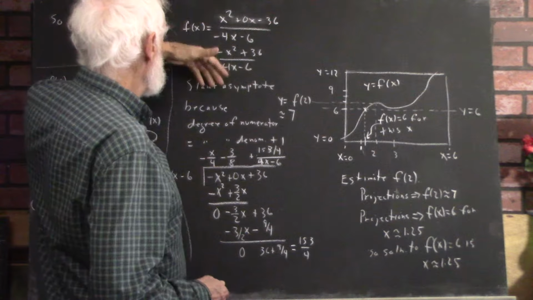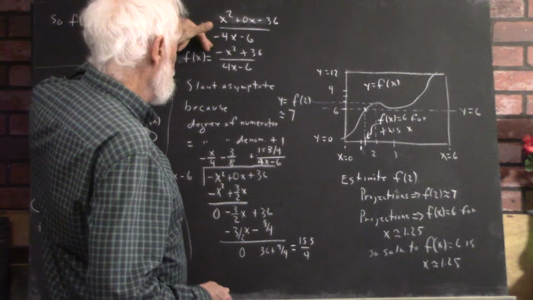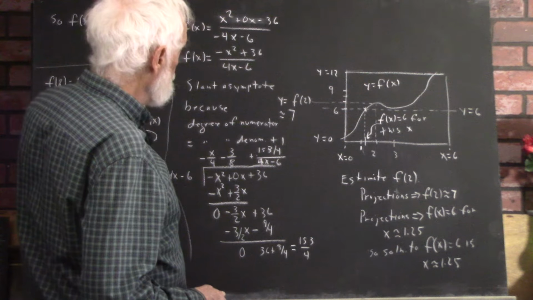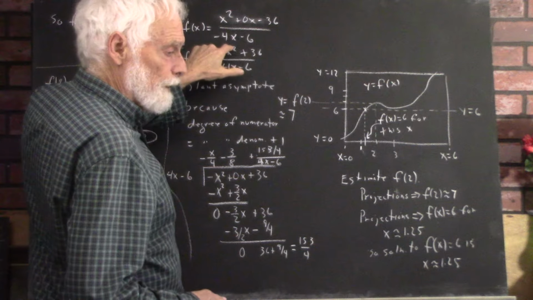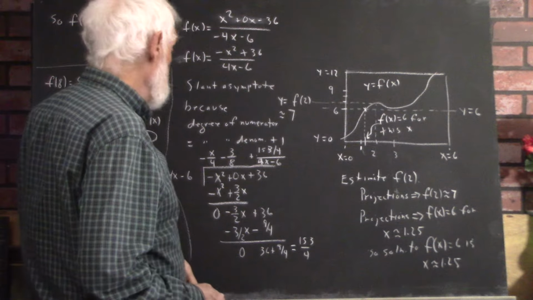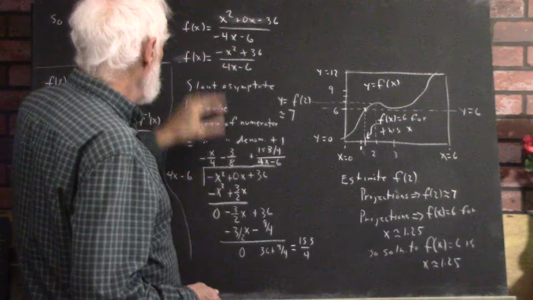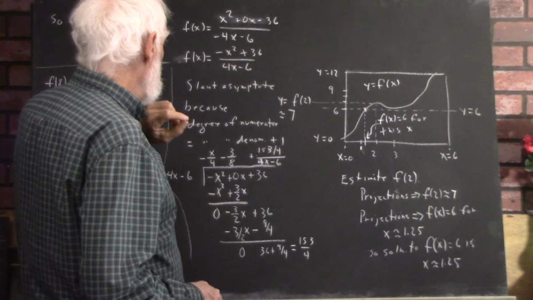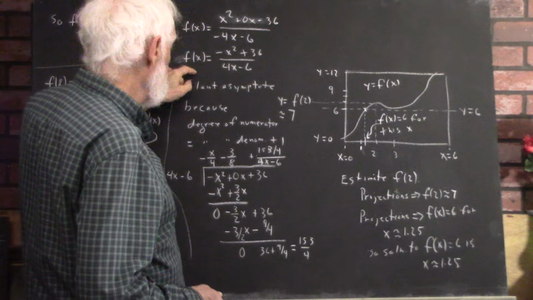Okay, we rewrite this, multiply the numerator and denominator by -1, because we don't really want a negative on our leading term of the denominator. Better to have it on the leading term of the numerator. And we get this. So there is a slant asymptote.